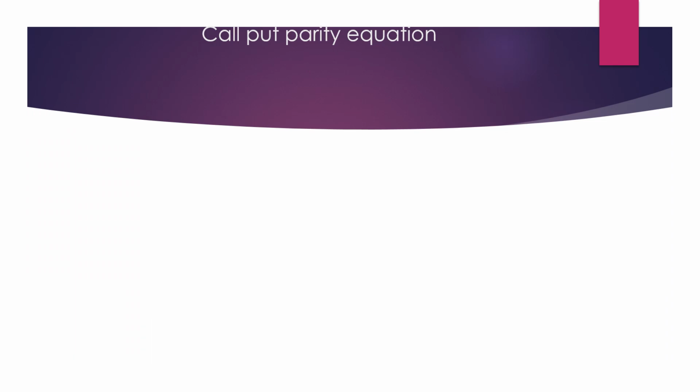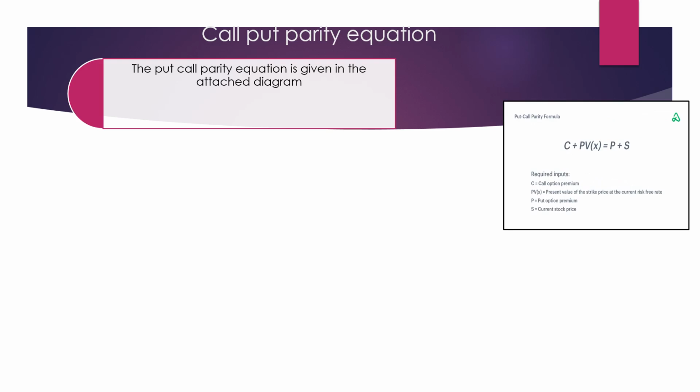Now, what is a put call parity equation? The put call parity equation is given in the attached diagram. It says the call option premium with strike K plus the present value of a bond having face value of K is equal to put option premium with strike K plus the current stock price.